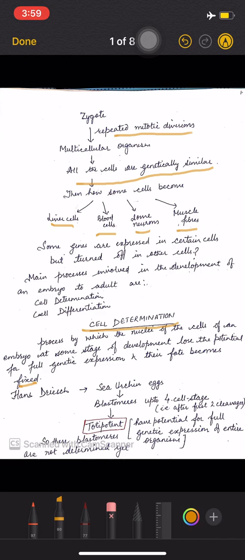A German embryologist, Hans Driesch, worked on sea urchin and he observed that the blastomeres of sea urchin up to the 4-cell stage, that is after the second cleavage, till the first 2 cleavages, are totipotent. Totipotent means that they have the full potential for development into a complete embryo, right? So we can say that these blastomeres are not determined yet. Still their fate is not fixed. They have the potential to develop into a complete embryo. Such cells are called totipotent cells, right?